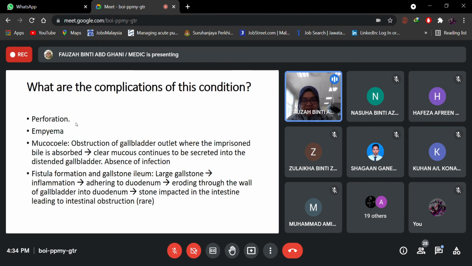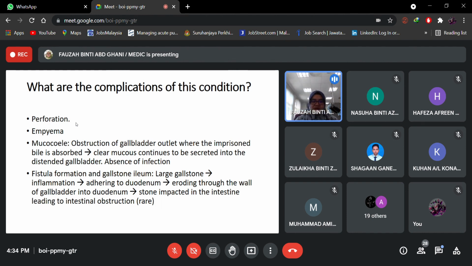Okay, mention about the empyema, because the obstruction of the gallbladder outlet, so it will cause intense inflammation, so you get pus formations. Same with mucocele, because of the same thing, but this time it is the clear mucus that continues to be secreted, but there's no infection here. It's just the mucus accumulates, leading to the mucocele.